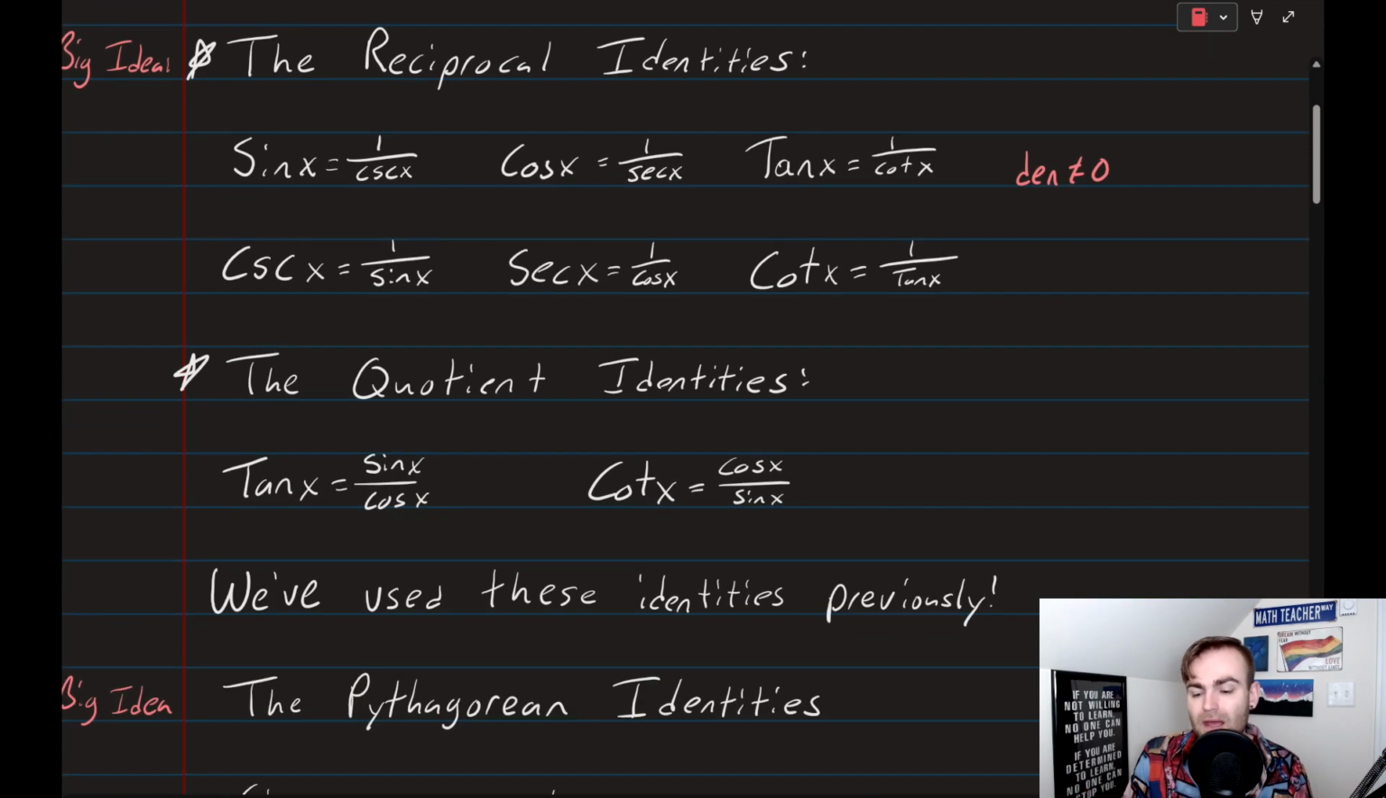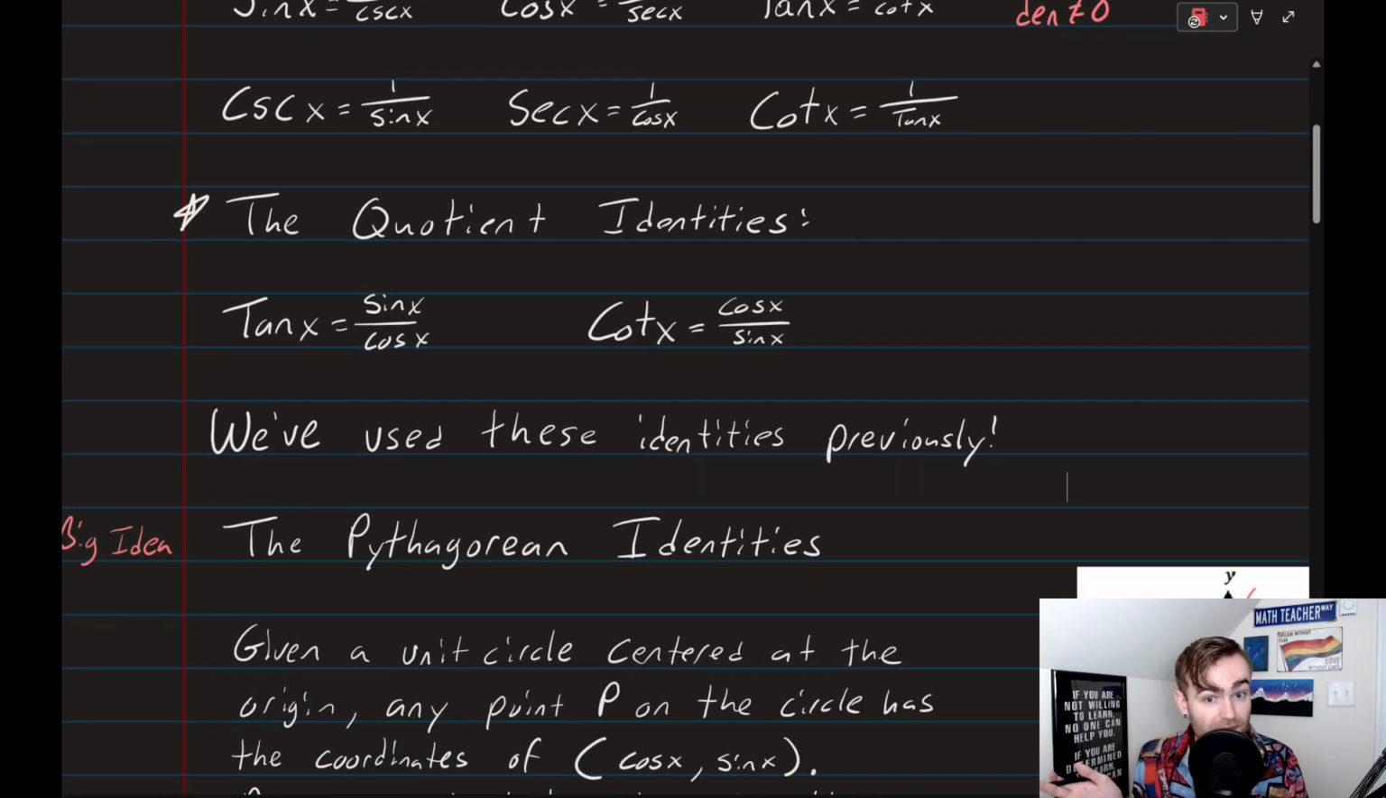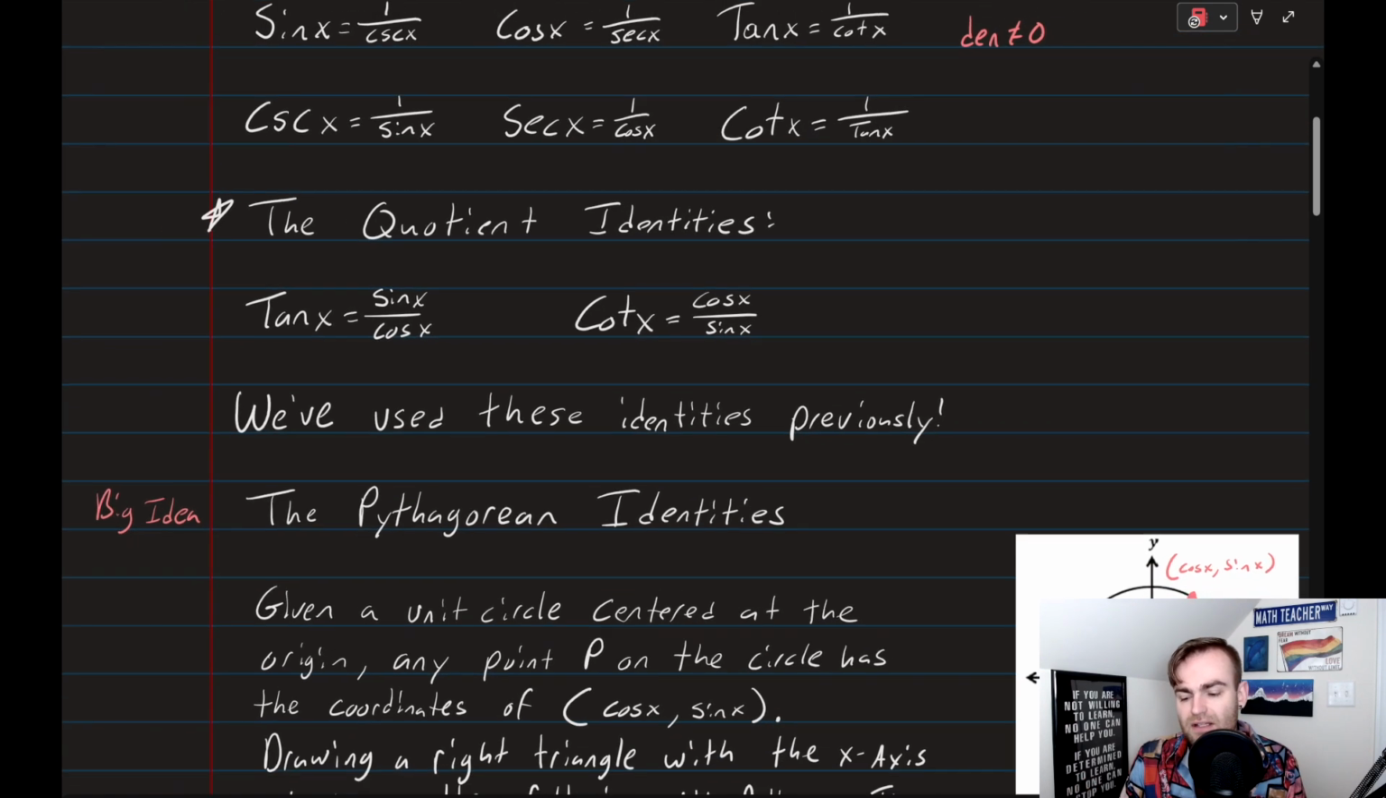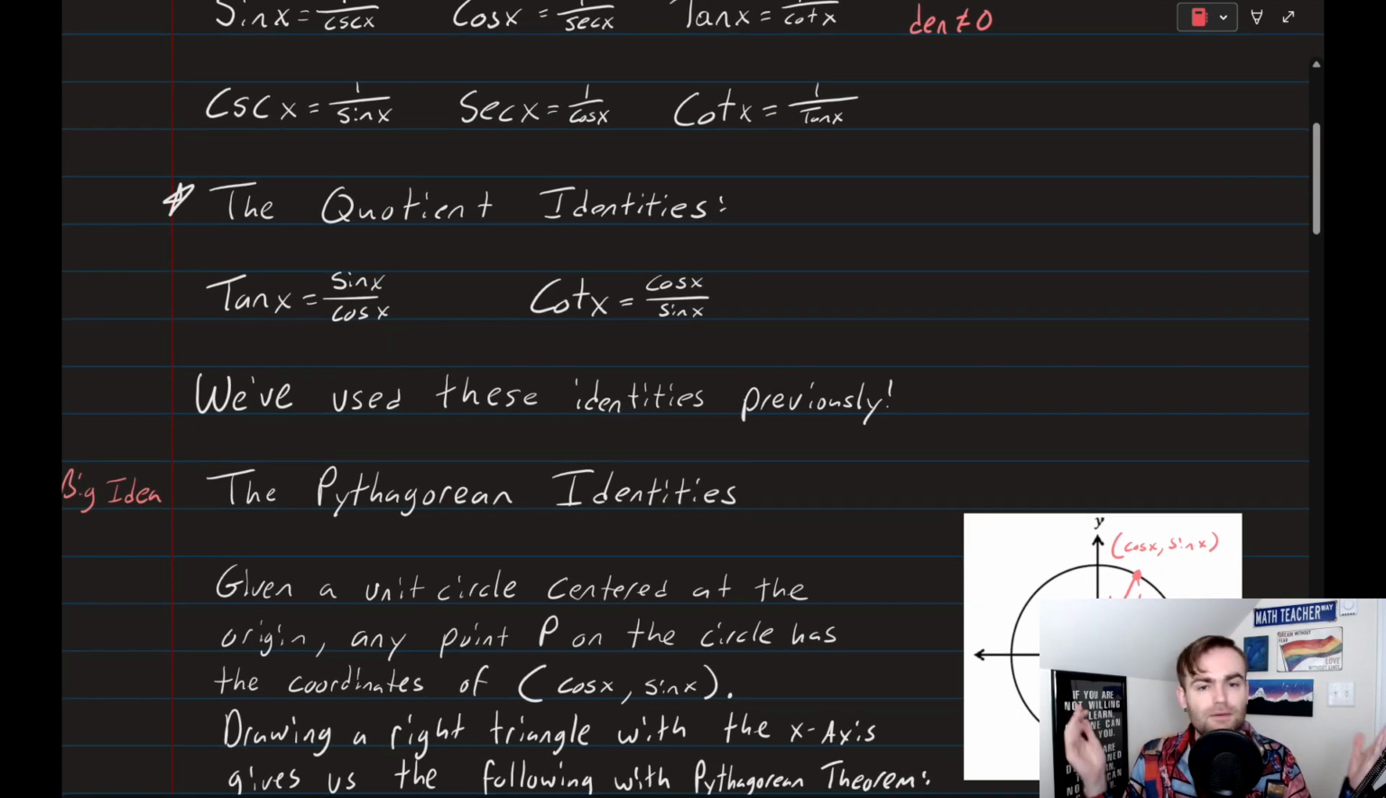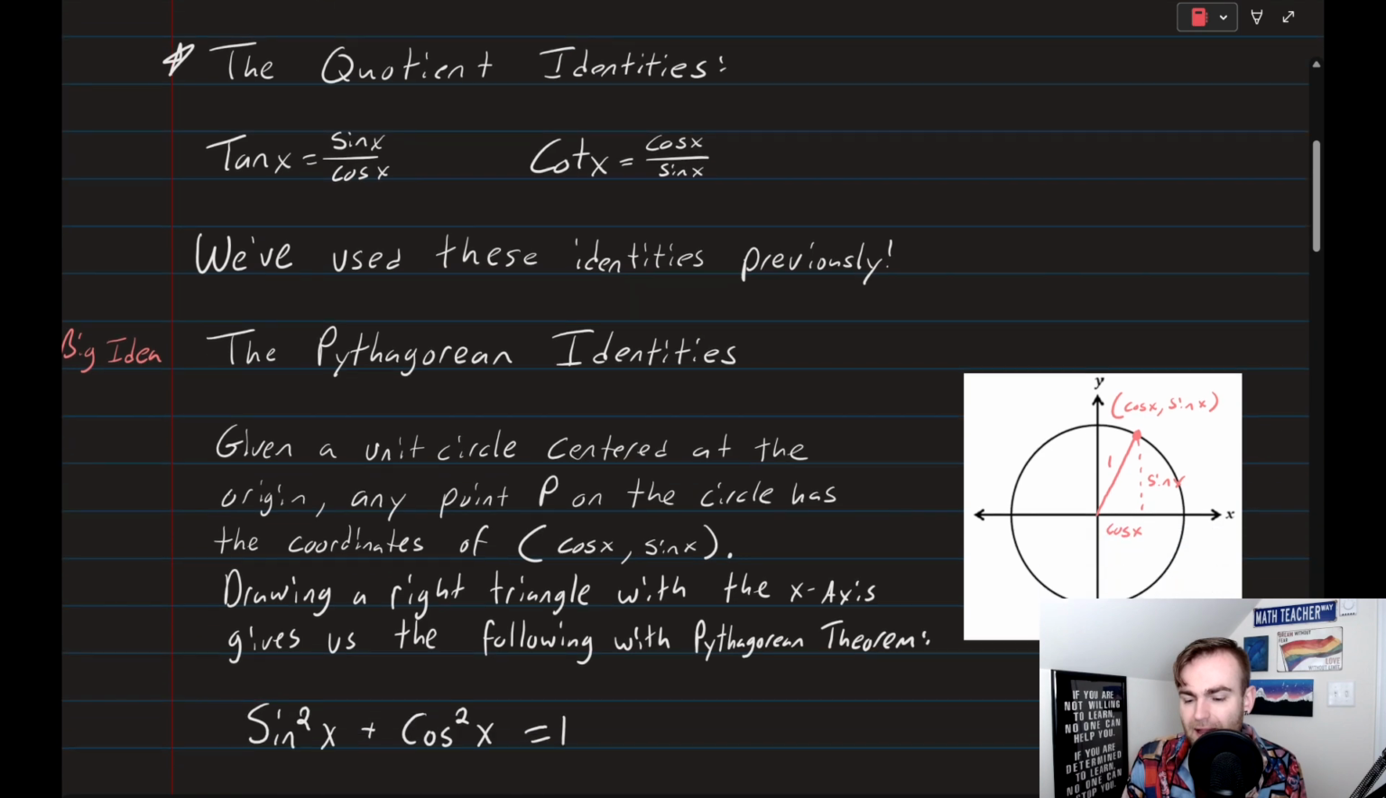Quite interesting. Then you have the quotient identities. We can rewrite tangent and cotangent in terms of sines and cosines and a quotient thereof. Again, can't divide by 0, but whatever causes the left to have a problem causes the right to have a problem, so that gets cured in this case. We've used all of these previously, nothing new there, nothing to worry about.